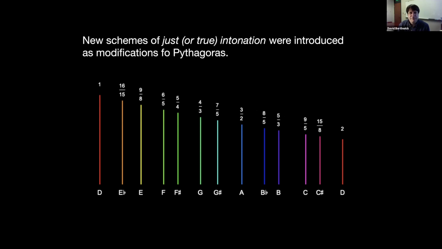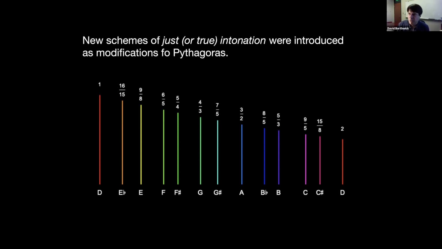So in the late Renaissance, new schemes were developed. And these were particularly common in the Baroque era. This is usually called just intonation, which means really true intonation. And the idea is just to modify Pythagoras. So you stick with the 12 notes of Pythagoras, but you just retune them to try to make the thirds better, essentially, to try to make some intervals better. And so in the Baroque era, there were lots of different schemes for doing this.